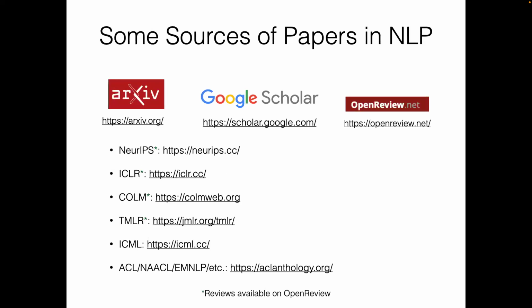So, some different sources of papers. Here's just listing some of the common conferences. In this area, these ones are very popular. NeurIPS, ICLR, ICML, and probably TMLR are more general machine learning. But nowadays there's lots of stuff on language models, NLP, stuff we talk about in this course.